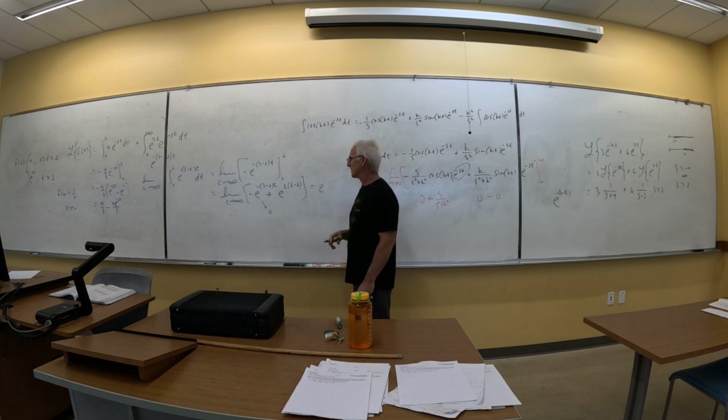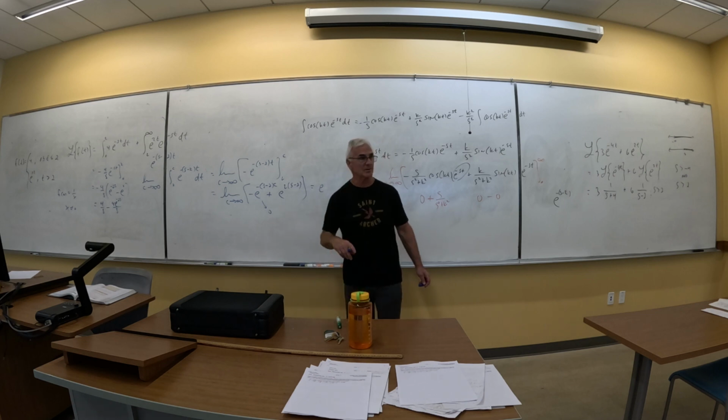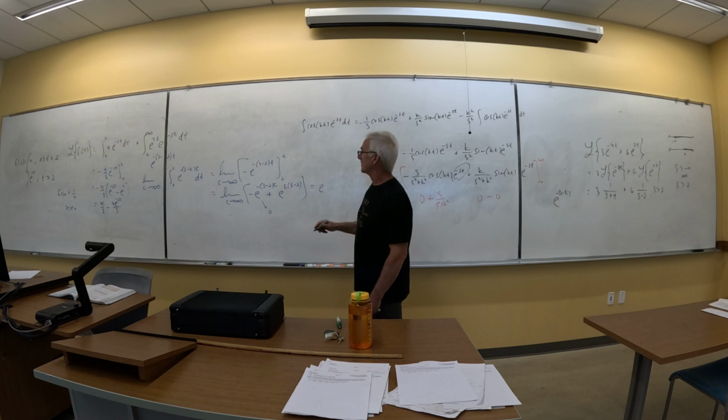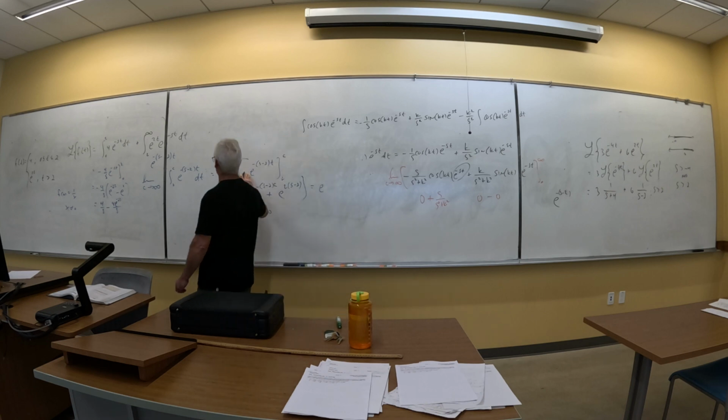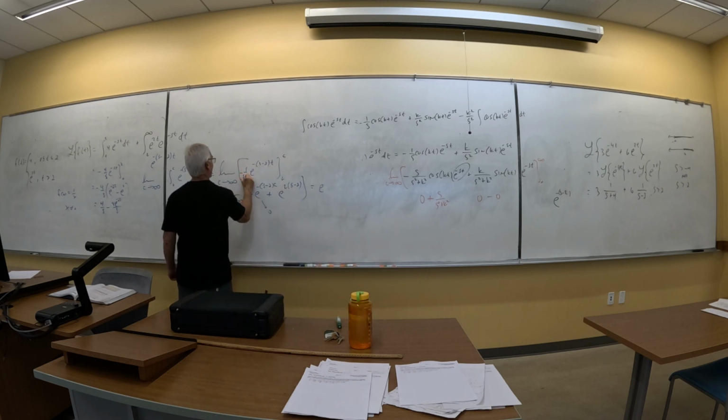Wait, what did we have when you did the integral? You forgot that 1 over s. Did I? Wait, what's the chain rule part of the integral? Negative 1 over s. There's my chain rule right there. But what about the s? Oh, I'm sorry. Yeah, there's an s minus.